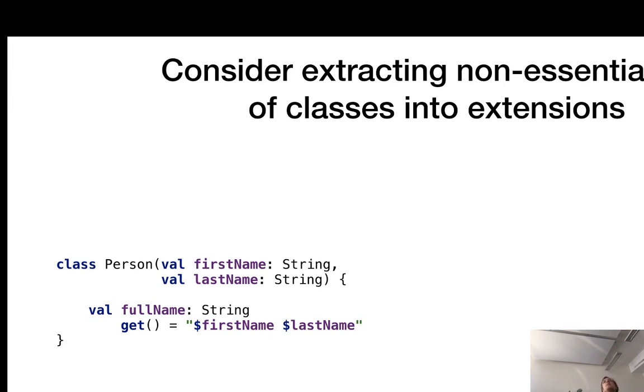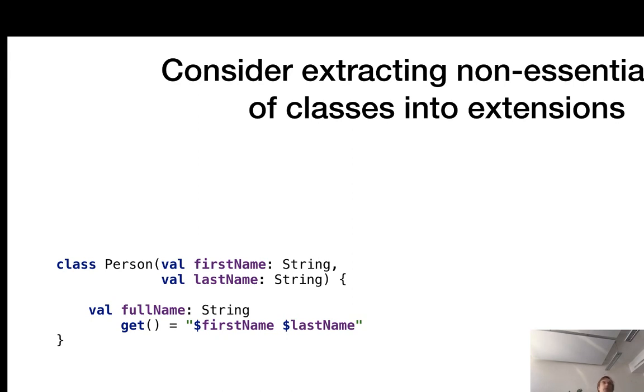And this is one more recommendation to use extensions all over the place. The idea here is that we have this class. It is a very simple class. It has just two actual properties and one calculated property. And you should imagine here a much larger class for this recommendation to make more sense.